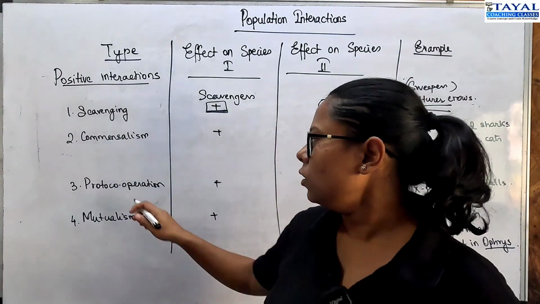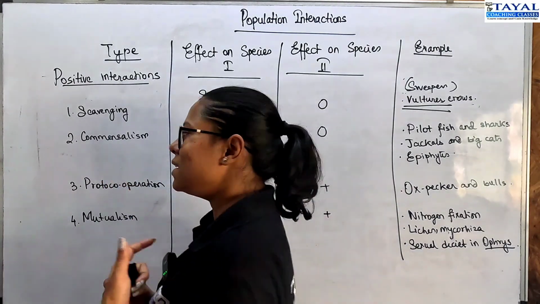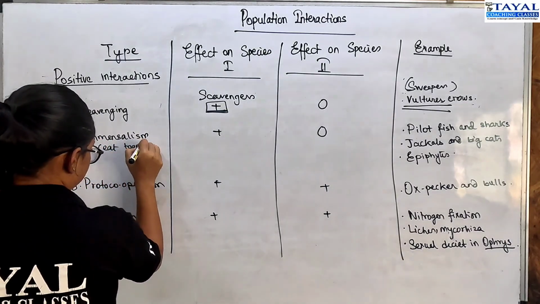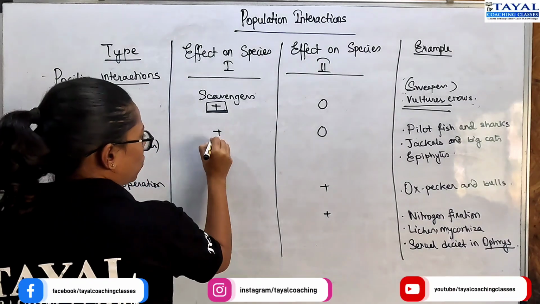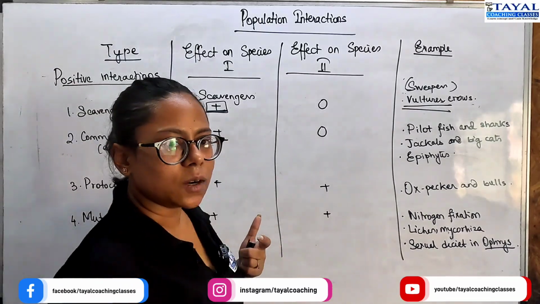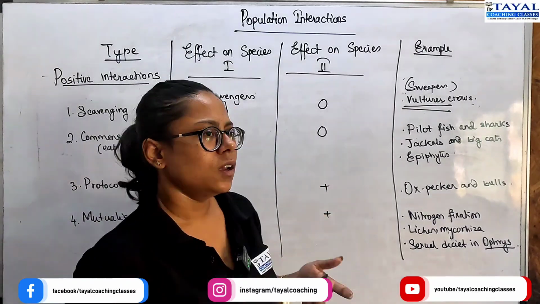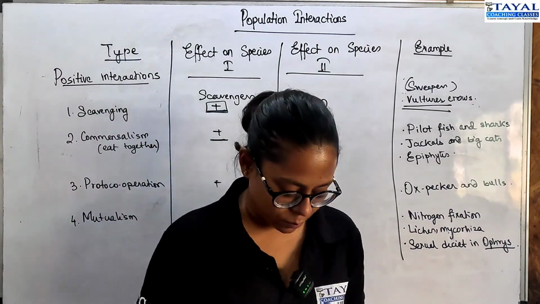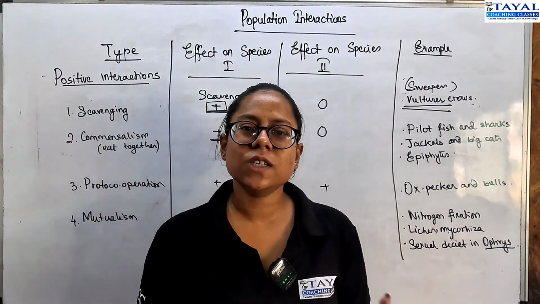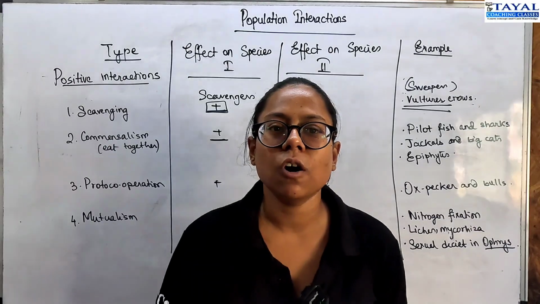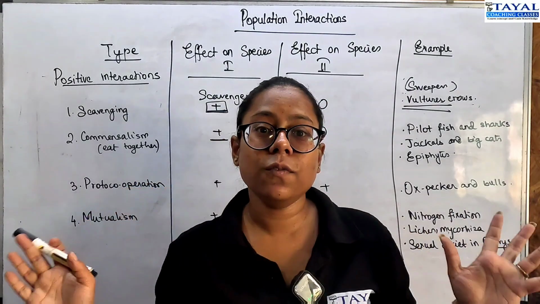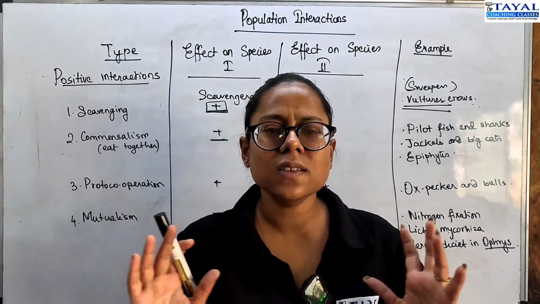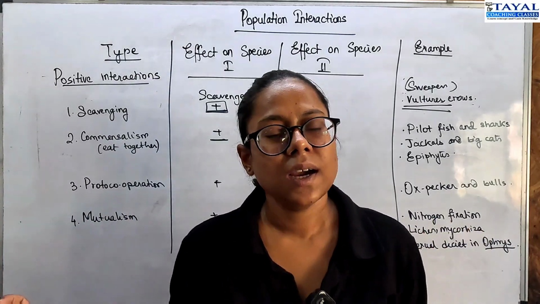Now, moving on to commensalism. Commensalism literally means to eat together. So here, one organism is positively benefited, the other is not. There is no effect, right? Neither harmed nor benefited. A very good example is, if you watch these videos that come on National Geographic, you will see that big fish in the oceans are always surrounded by a school of small fish, right?